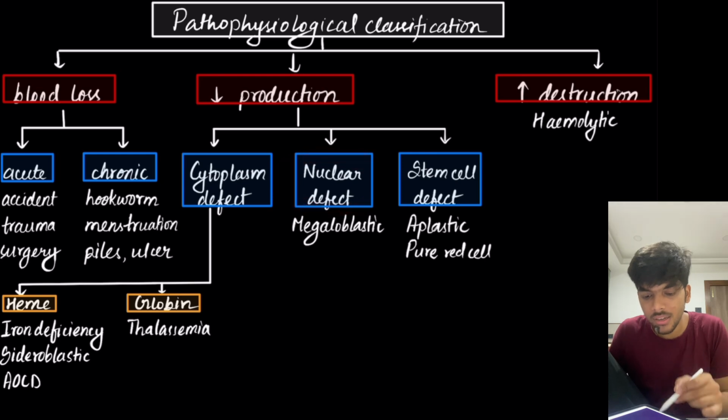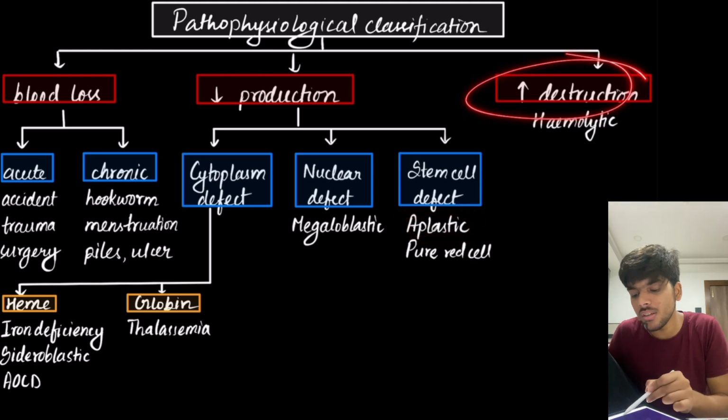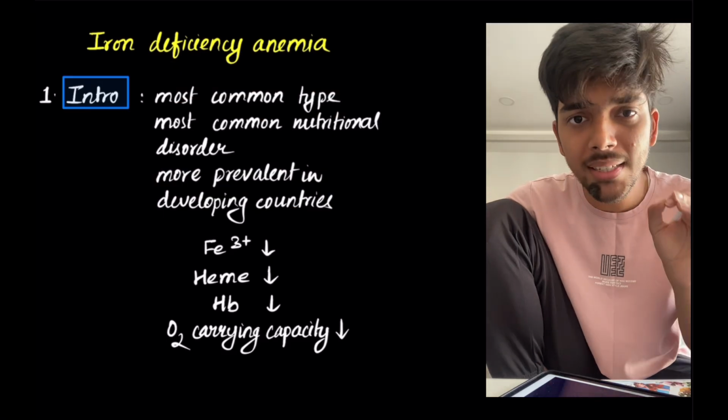Similarly, a nuclear defect is seen in megaloblastic anemia. A stem cell defect is seen in aplastic anemia. High destruction is seen in hemolytic anemia. The name says it itself, hemolytic, hemolysis. Now let's get into the various types of anemia.